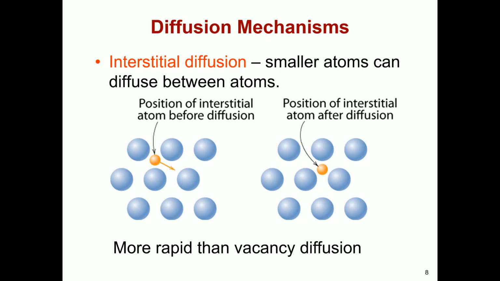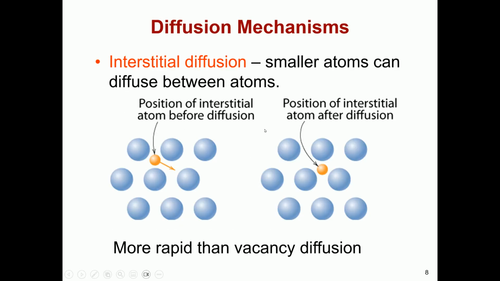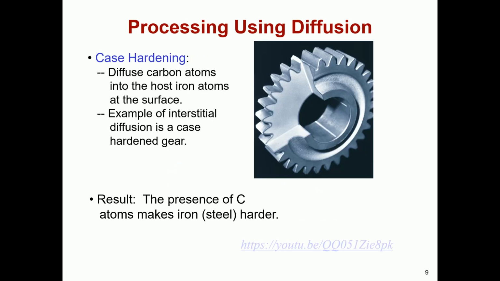However, when atoms are truly small, like we learned when discussing carbon in iron, both the interstitial formation energy and the migration energy barrier can be low, enabling very rapid diffusion. The most prominent application of this is case hardening. Case hardening is a surface treatment process for iron components.